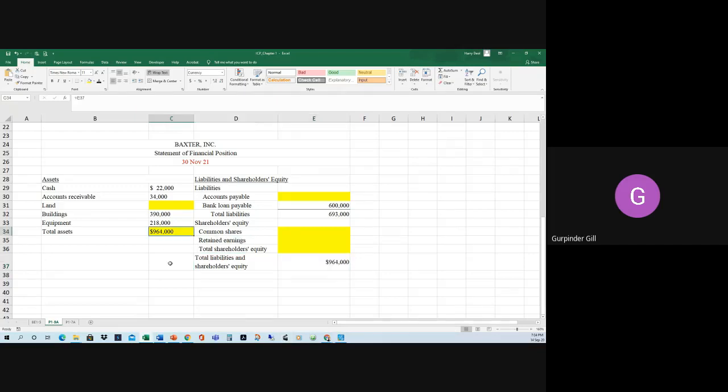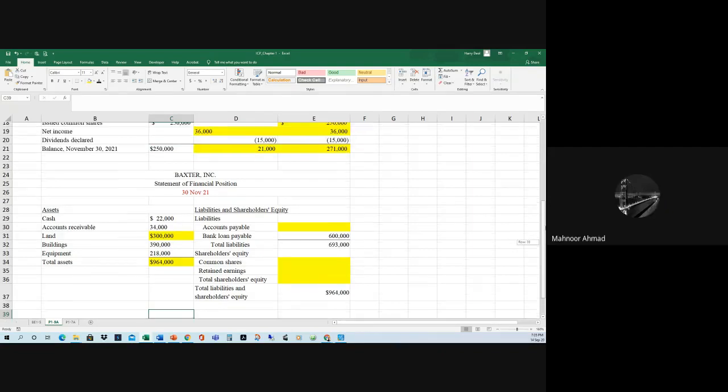Now, out of the $964,000 of assets, we know how much your cash, accounts receivable, and building and equipment are, which means the difference in those numbers must be our land. All I've done is calculate 964,000 minus the cash, AR, building, and equipment. That gives you the worth of your land. Moving on to the right-hand side, any thoughts here? Do we want to calculate the accounts payable first or the shareholders' equity first? You can go with either. You have enough information.